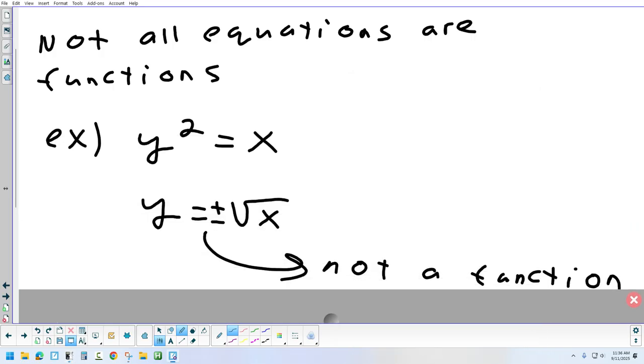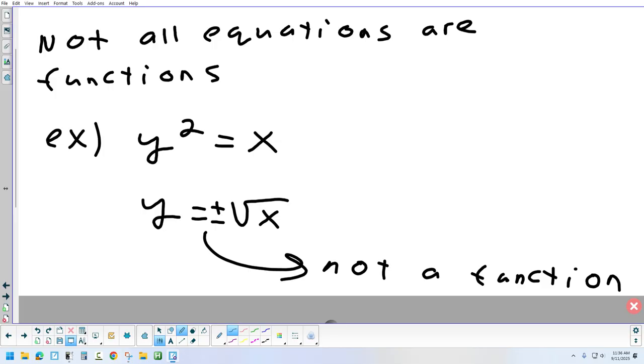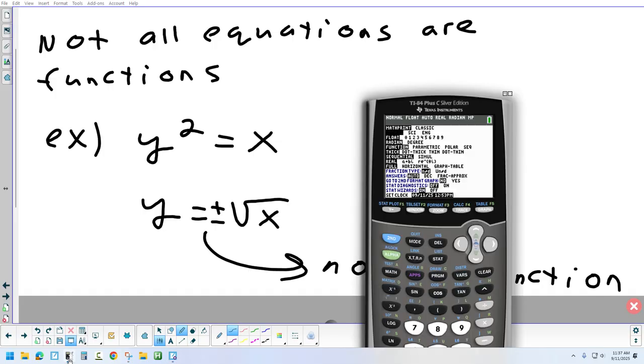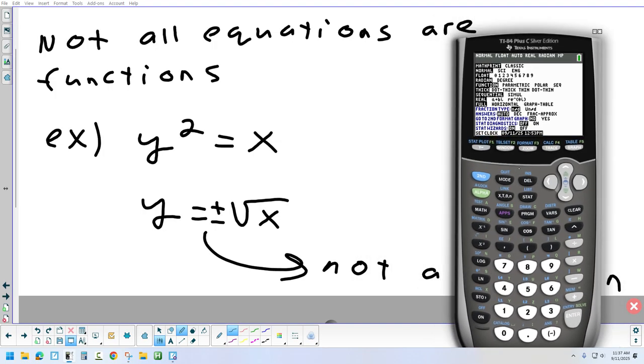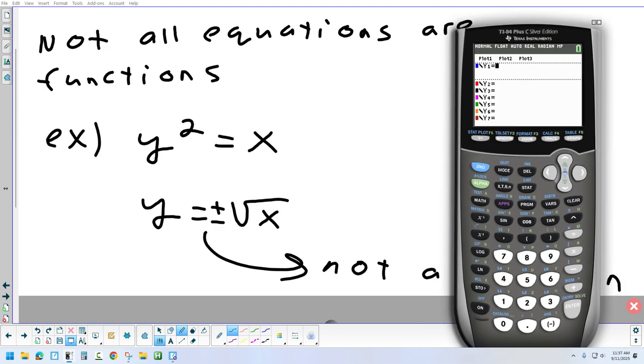So that's an example of one I gave you earlier, and I said this was not a function. Because I said if you plug in, I think I gave you 4, what's the square root of 4? And someone told me 2 and -2. Two different answers. That's not a function. Okay. So let me graph that and see what something that is not a function looks like.